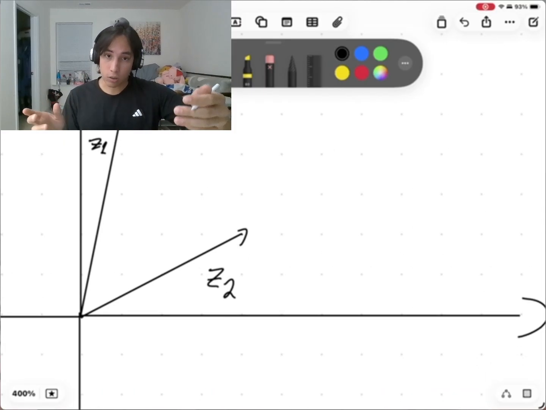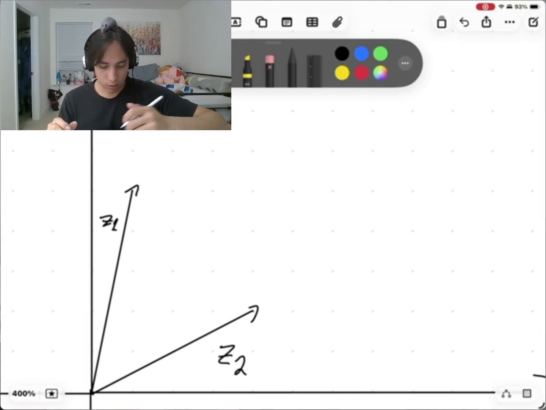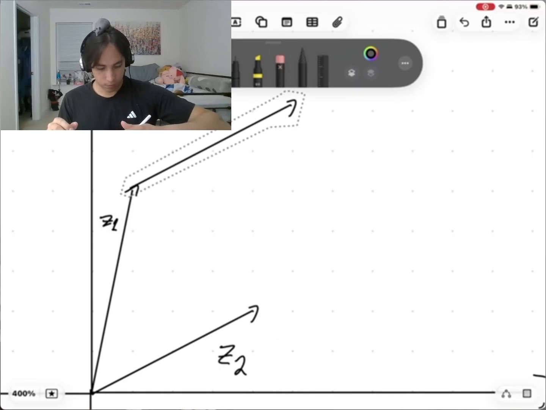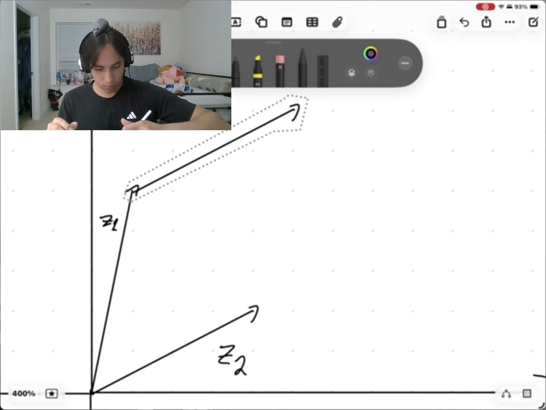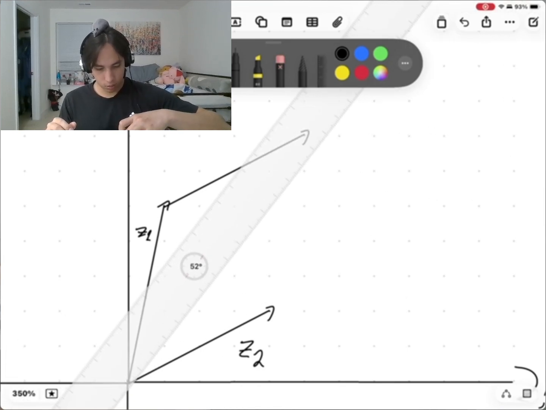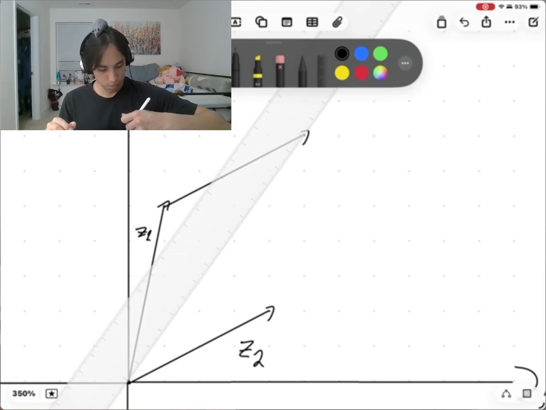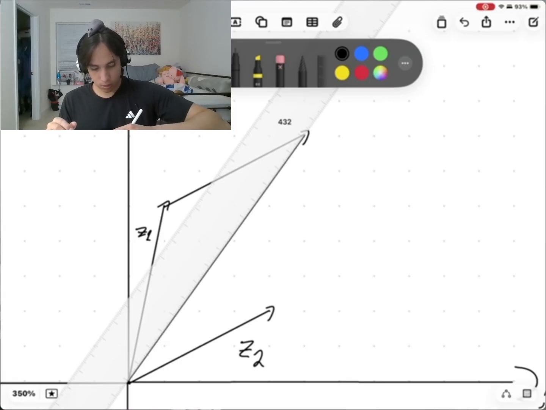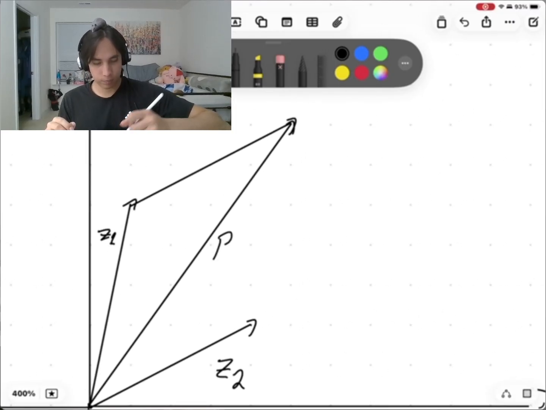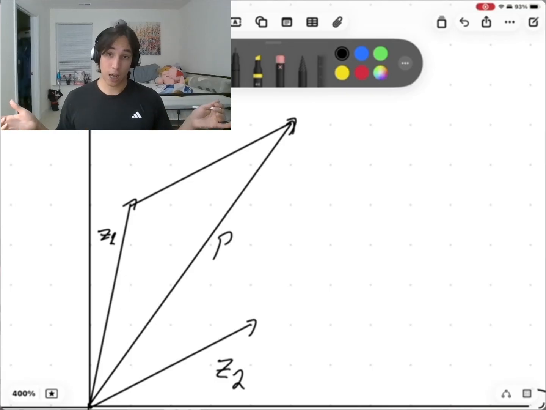The absolute value of z1 and z2. Actually, z1 plus z2. Let's graph it. Duplicate. Boom. Right? That doesn't really get. There we go. So z1 plus z2 is this. That's what it is. Right? I don't know what it is. Let's call it p, just because I like p.